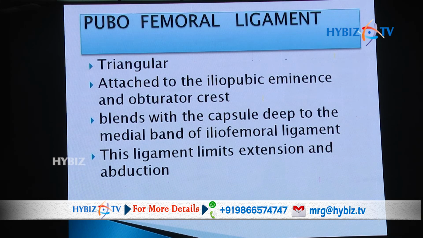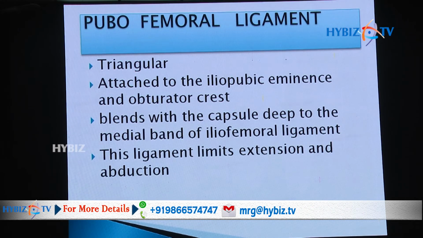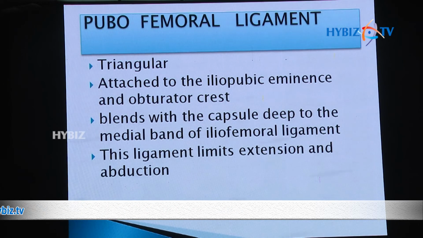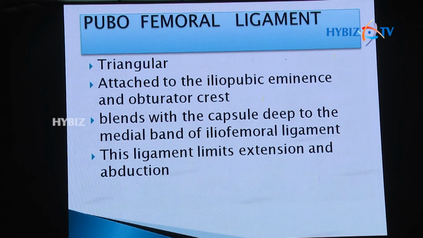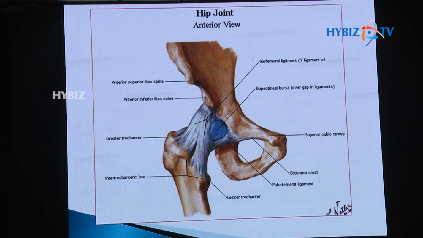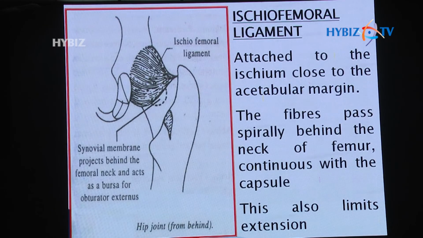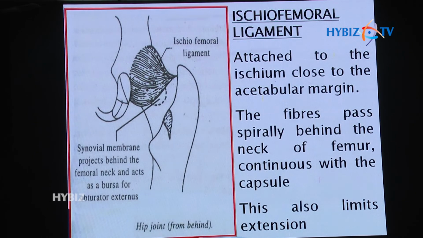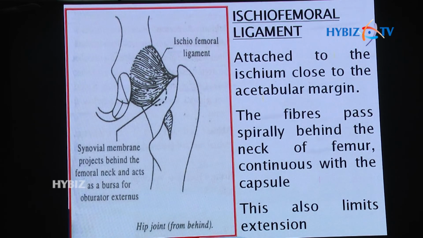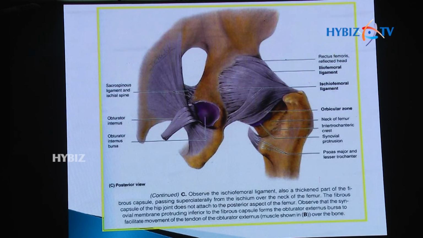The pubofemoral ligament is attached to the iliopubic eminence and obturator crest, and it blends with the iliofemoral ligament. This ligament prevents extension and abduction. This picture shows the pubofemoral ligament connecting the obturator crest to the Y band of the iliofemoral ligament. The ischiofemoral ligament is attached to the ischium, and below it blends with the fibrous capsule. This ligament also limits extension. This picture is the ischiofemoral ligament.